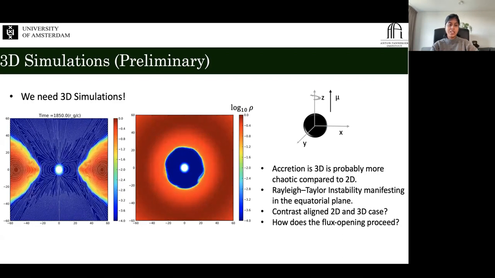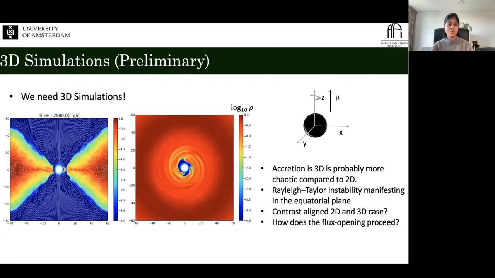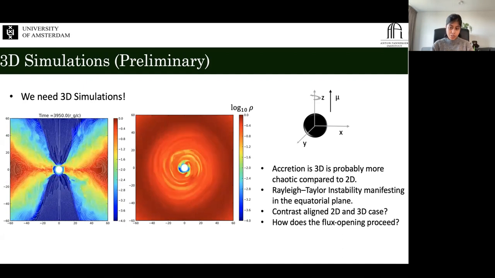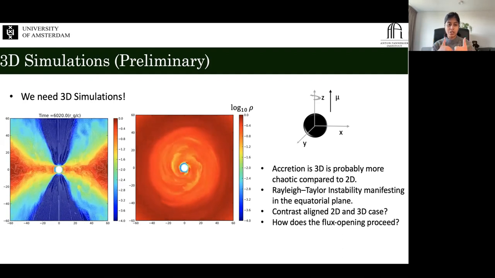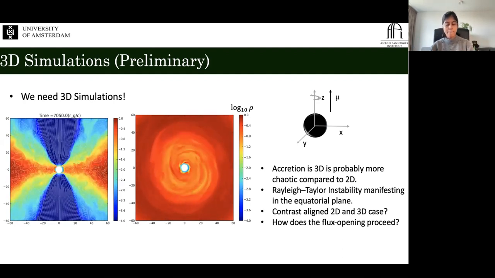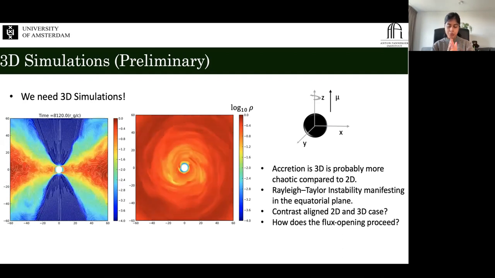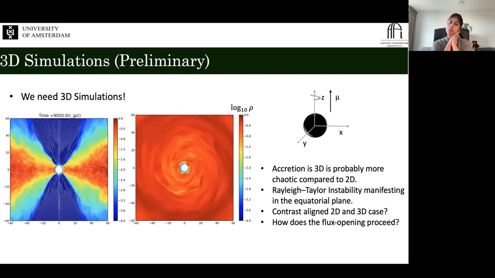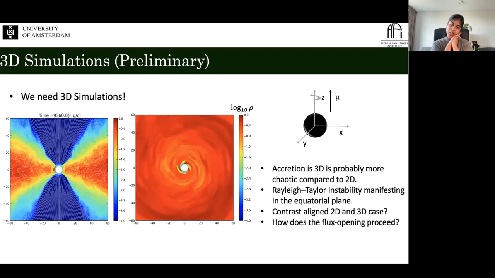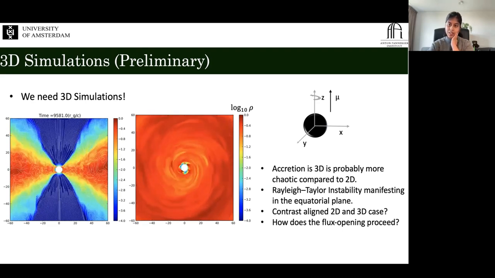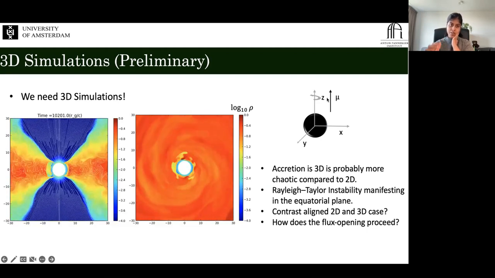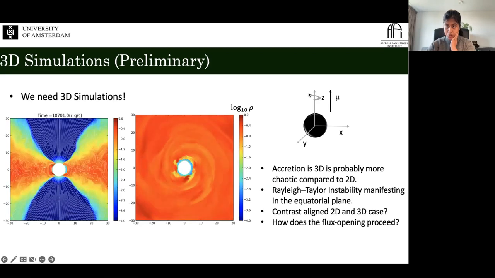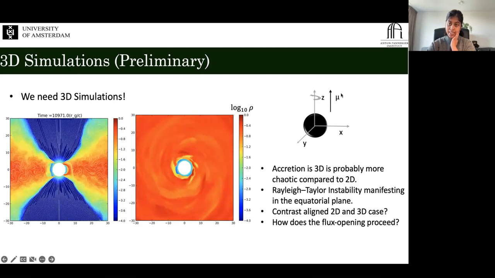Now, I haven't finished doing all the analysis yet. One of the things that we wanted to do is contrast the 2D and the 3D case and see how the flux opening actually occurs. This is still to be done. But what came in the middle is that in order to see pulsations from a pulsar, you cannot have an aligned case. You cannot have an aligned pulsar and still see pulsation. To actually see pulsations from these accreting millisecond pulsars, you need to have the magnetic axis inclined to the rotation axis of the star.